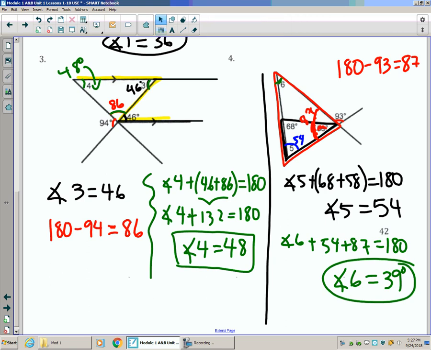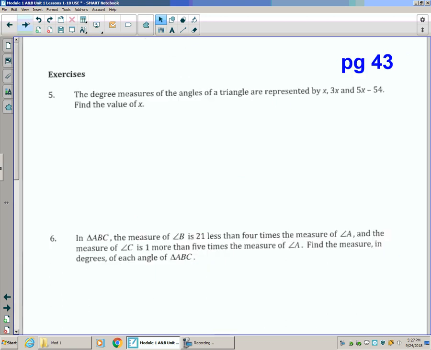If you need to look back to some other notes again, just please make sure you have some colors on hand. So now let's look at the next exercise. That was not the last page. We're going to look at exercise 5. The degree measures of the angles of a triangle are represented by x, 3x, and 5x minus 54. Determine the value of x.